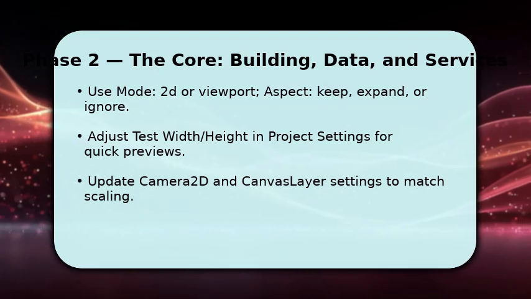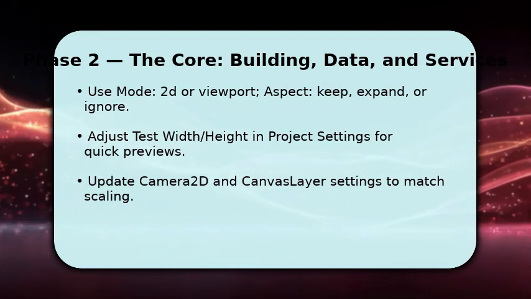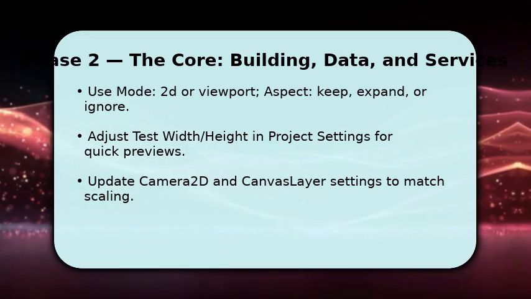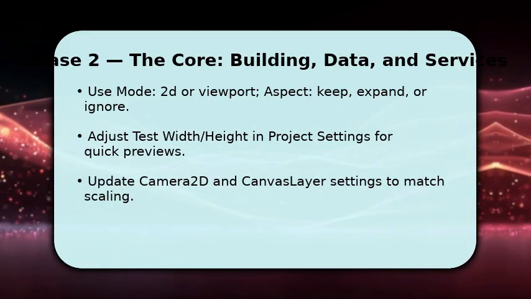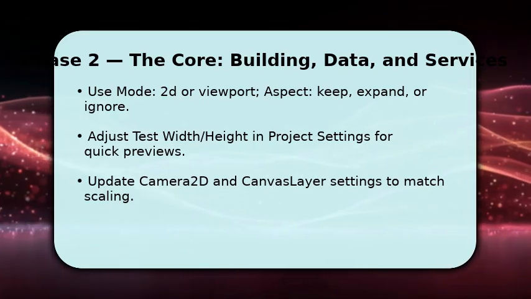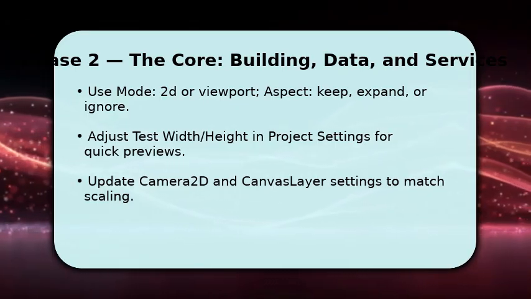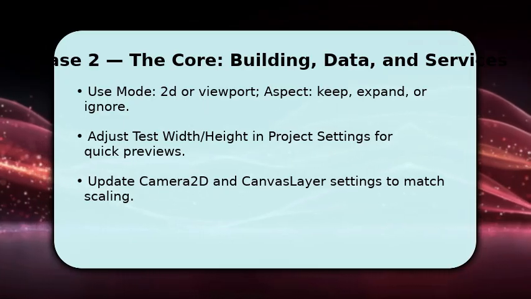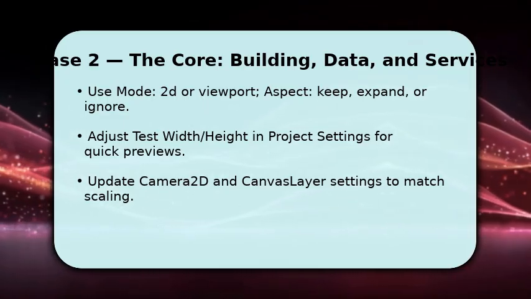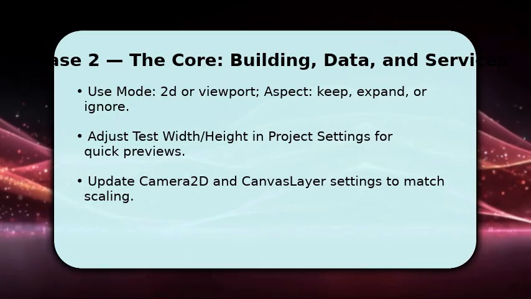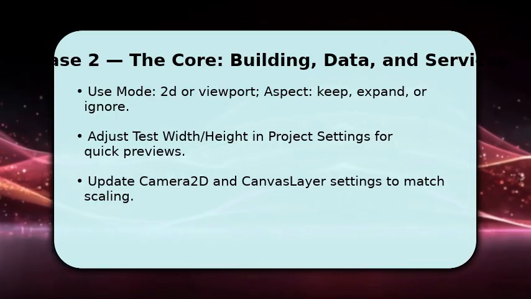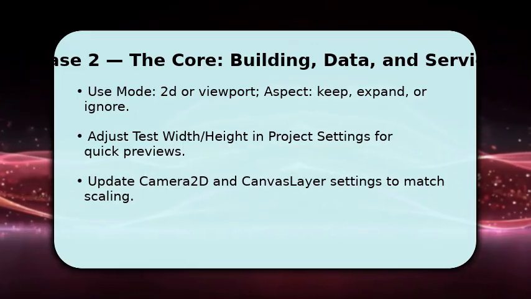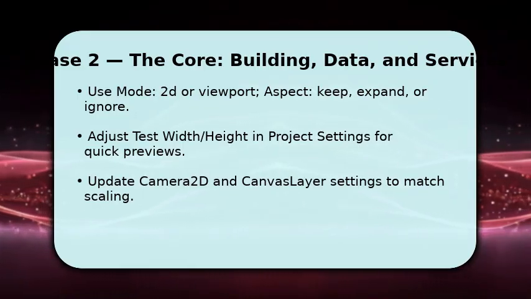Now you refine how the game scales. In project settings, right arrow display, right arrow window, set stretch mode to 2D for pixel-perfect 2D scaling, or viewport to render to an off-screen buffer. Choose aspect: keep to preserve ratio, expand to fill, or ignore to allow distortion. Make sure your camera 2D zoom and limits align with the new resolution so gameplay framing remains correct. Once configured, run the scene in the chosen test resolution to confirm UI and sprite scale as expected before exporting.